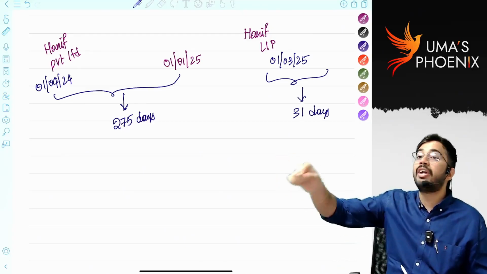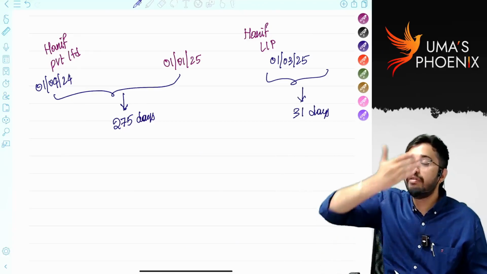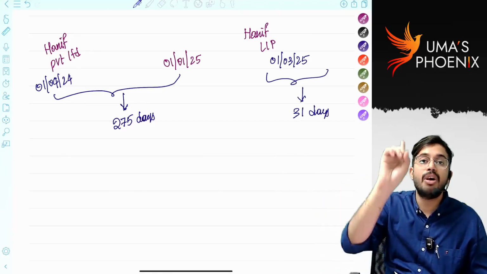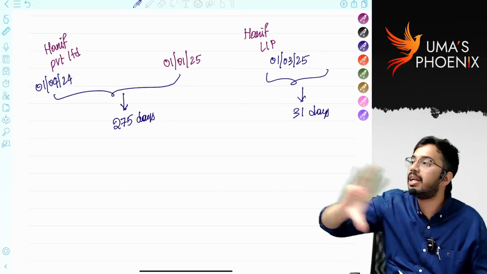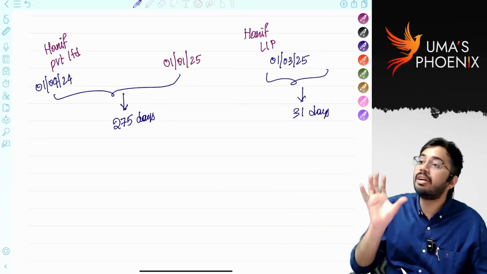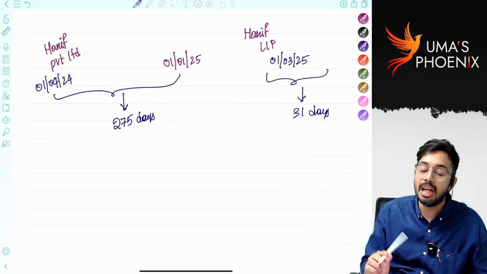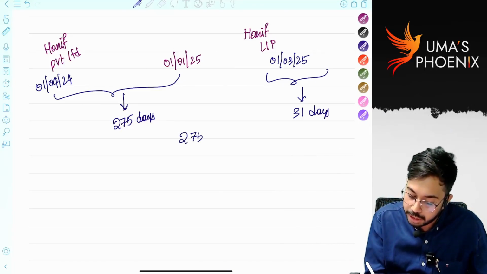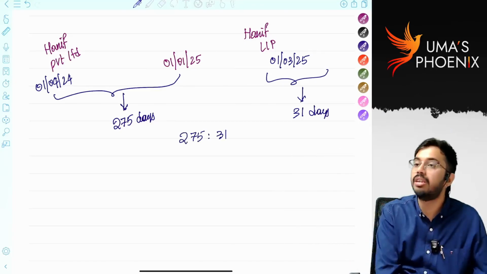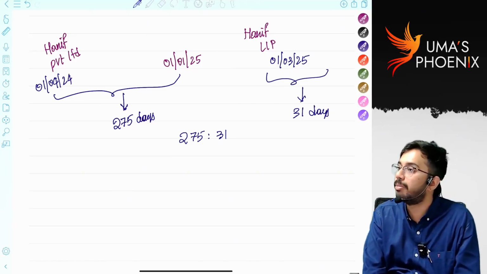For calculation of depreciation, we will assume the asset is used by only one person. We will calculate depreciation for the whole year. Whatever depreciation is calculated is to be apportioned in the ratio of 275 is to 31. Is it clear? Are you able to understand?